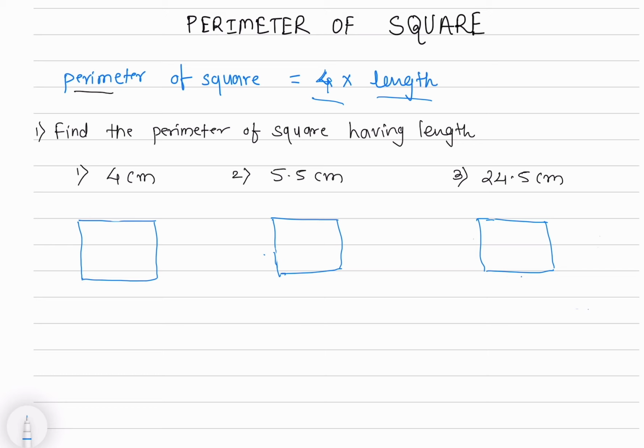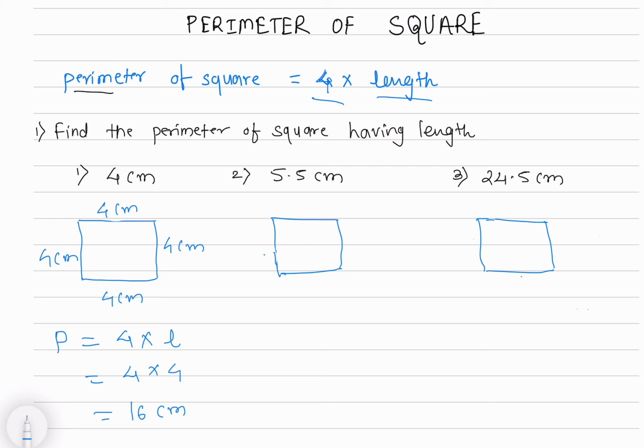So this is the square. We are writing 4 centimeter here. So what is the formula? Perimeter is equal to 4 into length, that is 4 into L, where L is 4. So 16 centimeter is the perimeter of the square having side 4 centimeter.